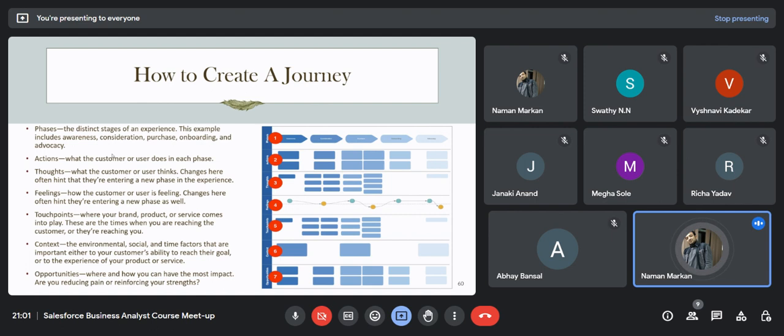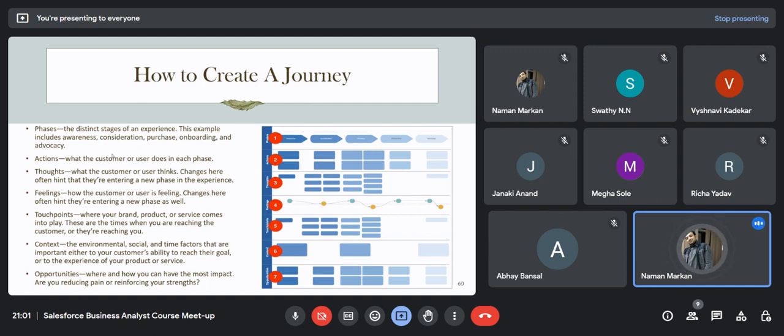Then we have actions to take care of: what exactly the customer needs to do, and how we can ensure that action has been done for the customer query. And then we will be looking into the thoughts as well, what exactly the customer is thinking at this particular point, and whether we are aligned with their thought or not. Maybe we have to ensure that the customer does not get negative thoughts in their mind.